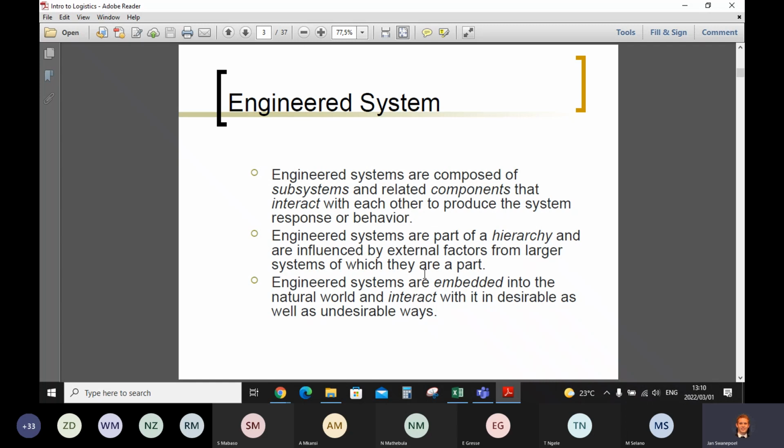Remember the drawing that I drew also on PowerPoint? It's in the last lecture recording of how systems and subsystems hierarchically link with each other, right? Engineering systems are part of a hierarchy and are influenced by external factors from larger systems of which they are a part of, right? So we spoke about the flock of birds and the environment where they fly in.